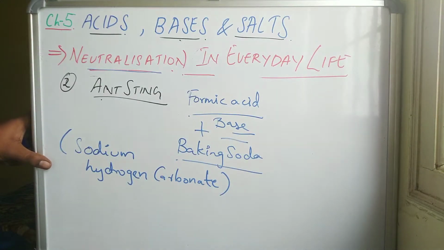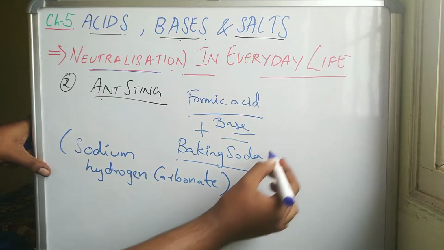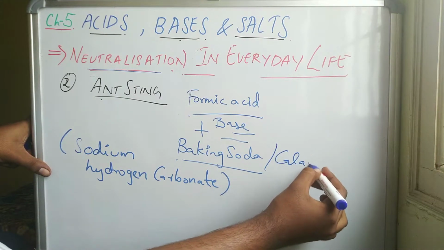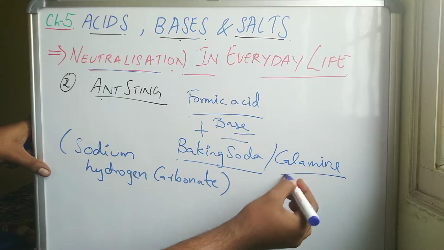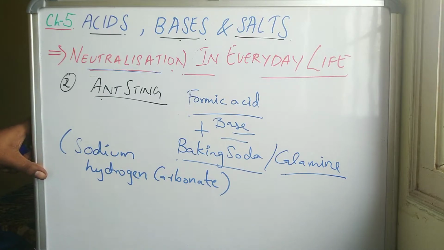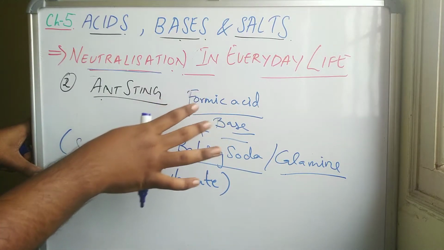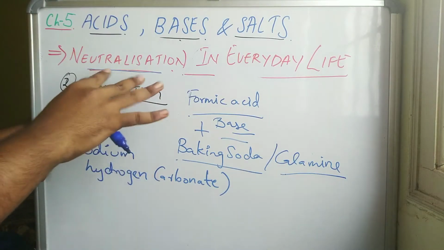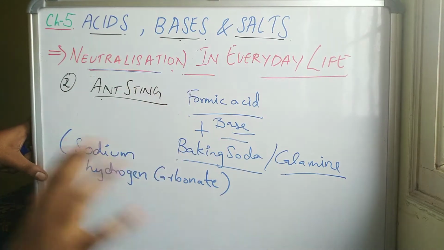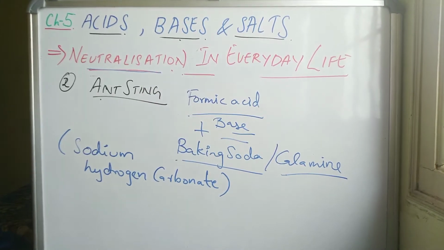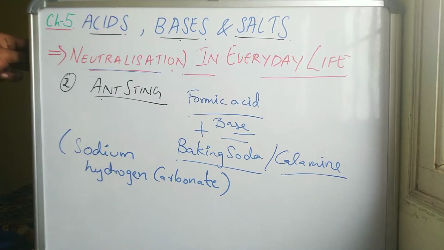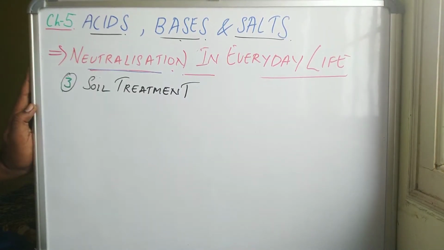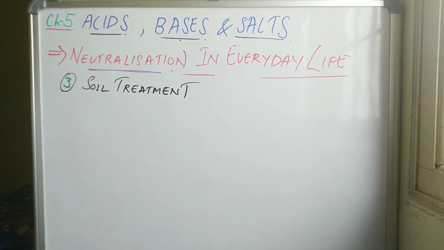Fine. So we can either add baking soda, or calamine solutions are also there. We can use calamine solution, which contains zinc carbonate also. So basically formic acid plus base gets neutralized. The main concept here is neutralization. Acid plus base gives salt, that is neutral form.